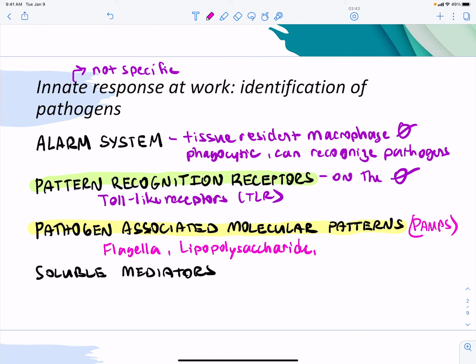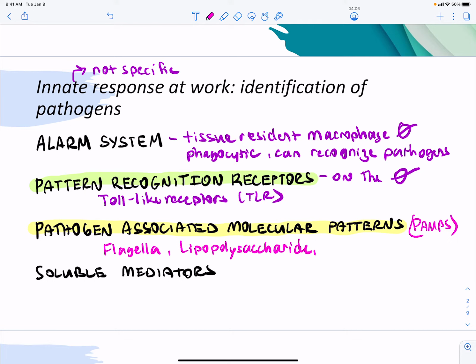So pathogen-associated molecular patterns, patterns of all bacteria, of all fungus, of all viruses, our pattern recognition receptors in our innate response can detect those. And then they can tell that I am seeing something foreign. I'm seeing something that is not self, so I need to get the immune response going.